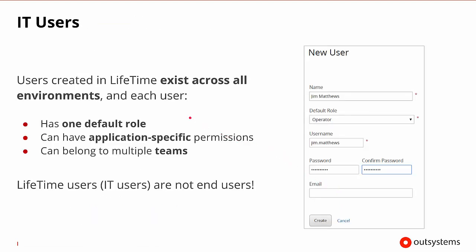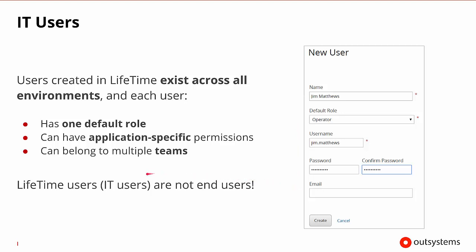Now, when we go to create new users, we'll create those users in Lifetime, and once we create them in Lifetime, those users exist across all of the environments. By default, a user will have a role, and then we can add application-specific permissions, as well as add them to different teams. So here you can see we could create a brand new user, our friend Jim Matthews. We have to give him a role, so we'll give him the operator role that we've been looking at. He'll have a username, a password, and we can add some sort of email.